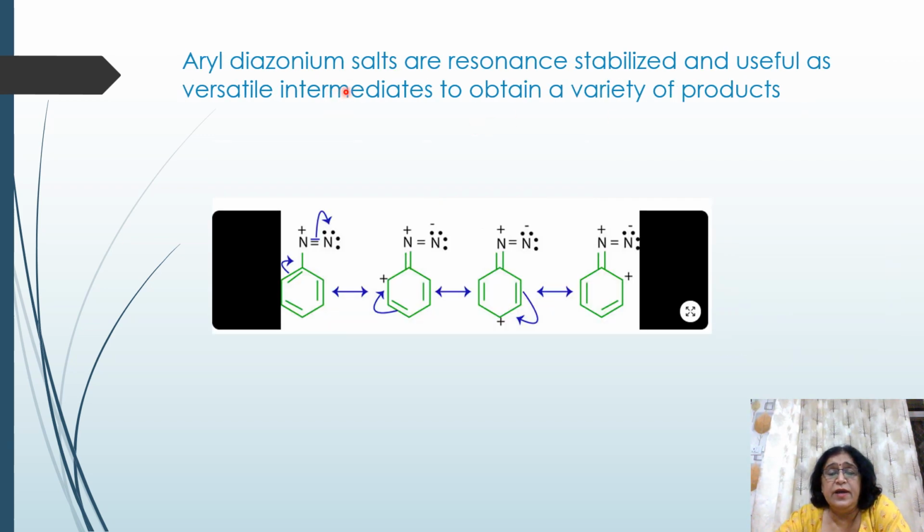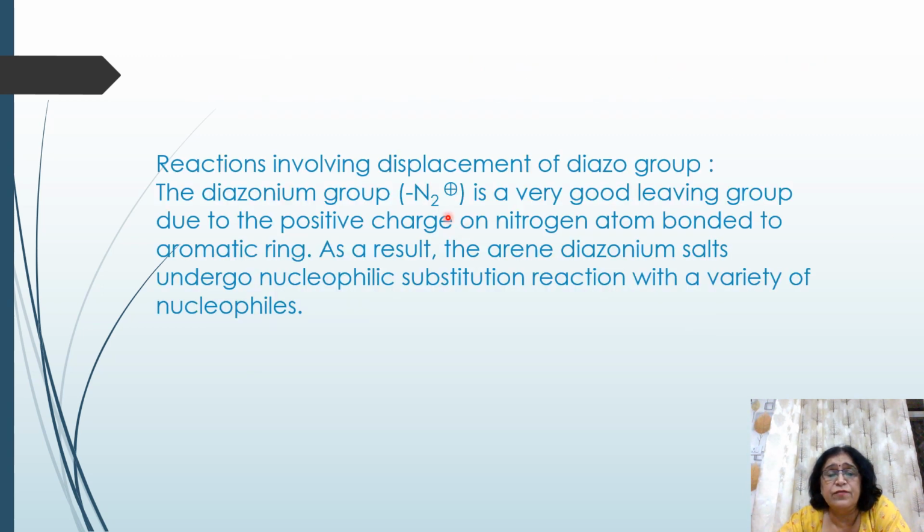So these aryl diazonium chlorides are resonance stabilized and useful as versatile intermediates to obtain a variety of products. So here you see this is resonance stabilized. It is highly stabilized, having resonance structures. Now, reactions involving displacement of the diazo group. The diazonium group is a very good leaving group due to the positive charge on the nitrogen atom bonded to the aromatic ring. As a result, the arene diazonium salt undergoes nucleophilic substitution reactions with a variety of nucleophiles.